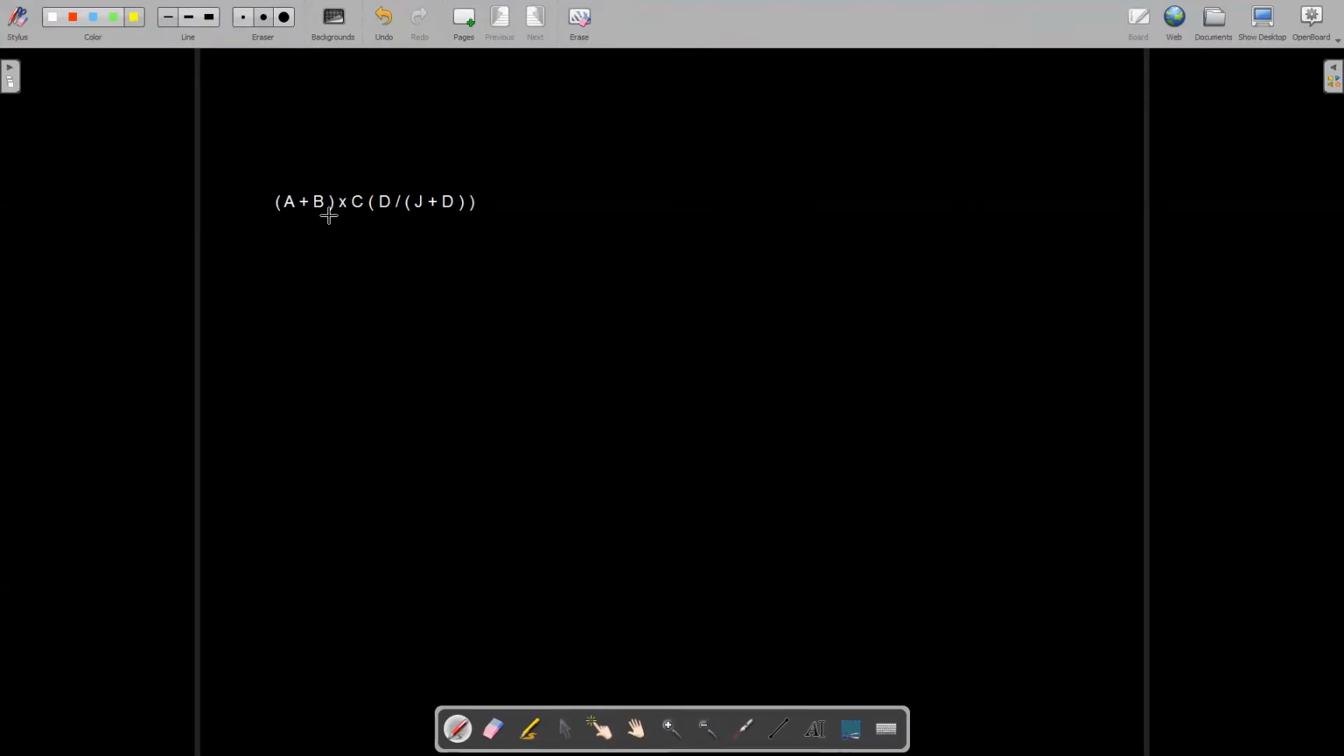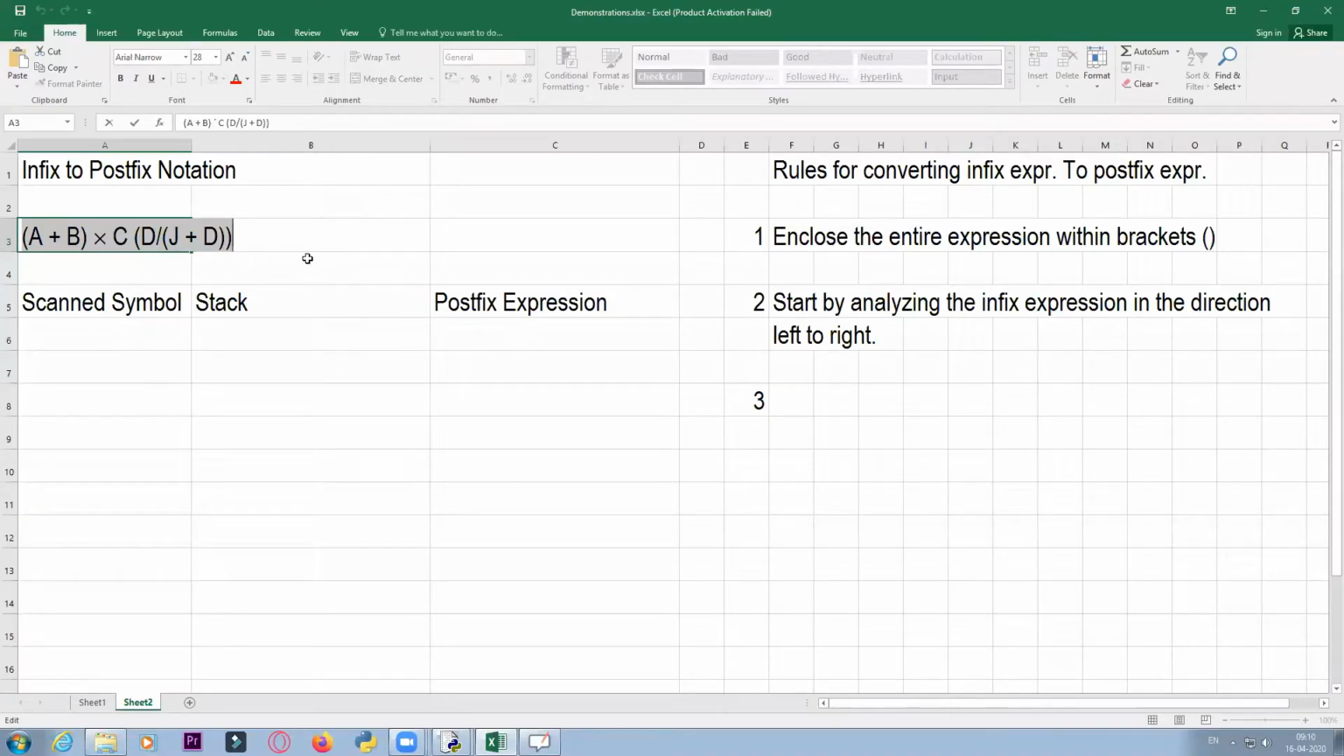In this you can see over here, this is a bracket. Over here we have another, sorry, did it wrong. We have this small bracket and then we have this bracket, but the entire expression is not enclosed within brackets. So we need to do that first. We need to enclose this entire expression in the brackets. So that is my very first step. Second step is I will start analyzing this infix expression from left to right.